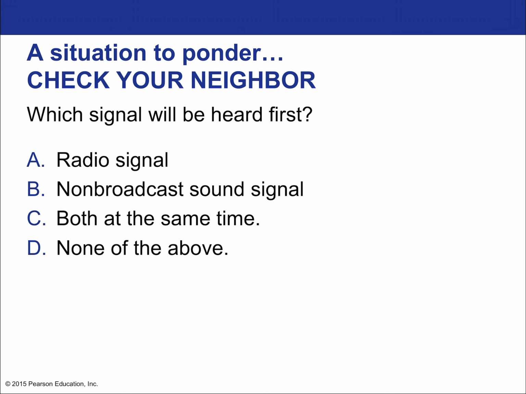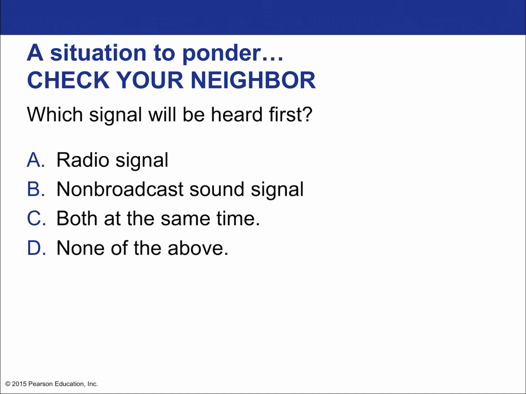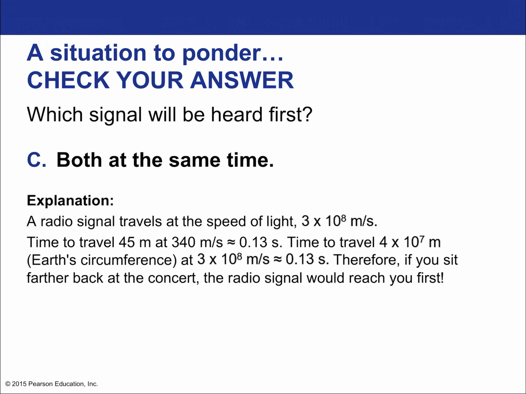The radio signal or the non-broadcast actual sound traveling 45 meters? Which one is it? This is just to highlight how much faster light is. The same time, because it turns out that the radio signal is traveling at the speed of light, which is 300 million meters per second, or 3 times 10 to the 8 meters per second, since 10 to the 9 would be a billion.